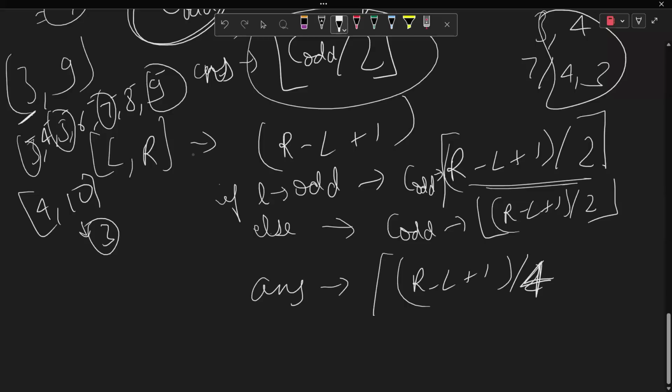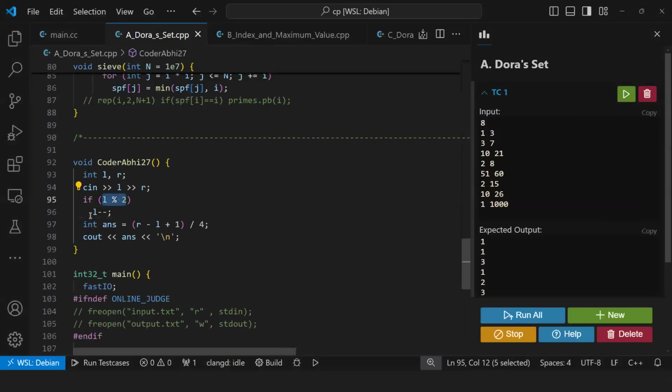So either the ceil of this or the floor of this, depending on whether L is odd. So you can just see my code. What I did, if L was odd, I just did L minus minus, so that I start from one less. So I don't have to do the if else condition. I just directly take R minus L plus 1 by 4 as my final answer.